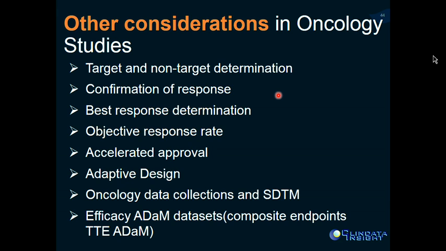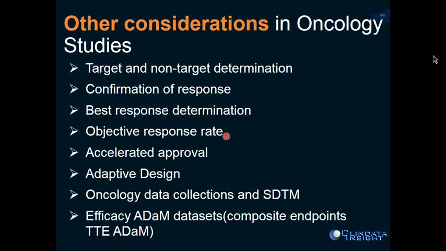So even though subject 001 has a complete response at cycle 1, a lot of times you have to confirm the response by looking at the next visit, cycle 2, to see whether it's really a complete response or might be something else. And then how to determine the best response for that subject. If a subject has a complete response and partial response, but becomes progressive disease at visits 1, 2, 3, what could be the best response for the subject? And how to use those responses for objective response rate.